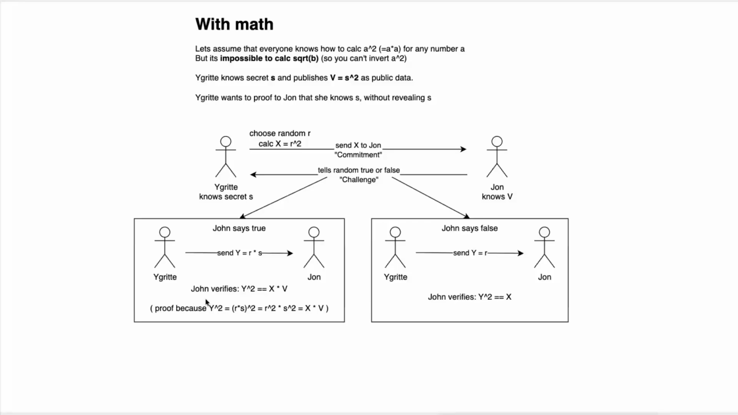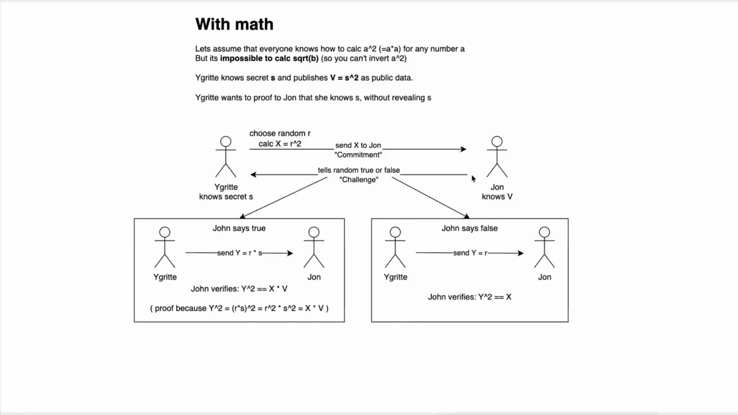And don't worry, this is the maximum of math that we see today. So just get through that. This checks out because, so if everything is correct, Igwit sends the correct S, has the correct random number and everything. Then this checks out because y squared is random number times s squared, which is random number squared times s squared, and this is x from the original commitment times v, which is s squared. So John can verify that, and if this is verified, he says this proof is valid.